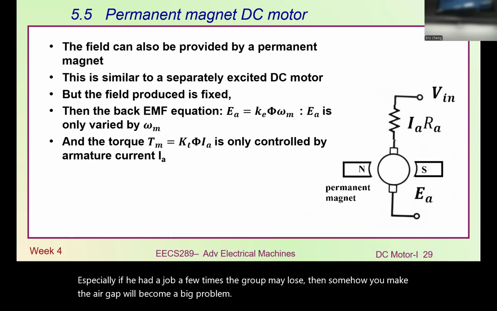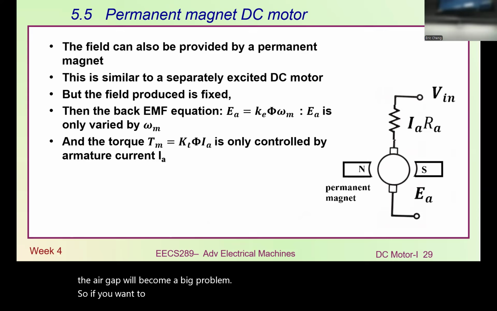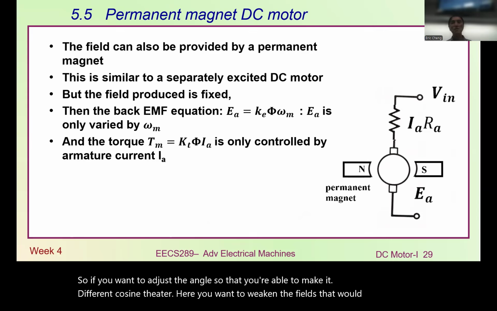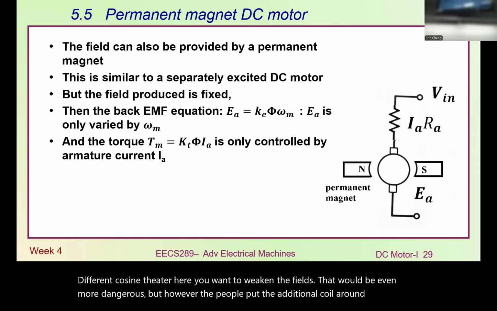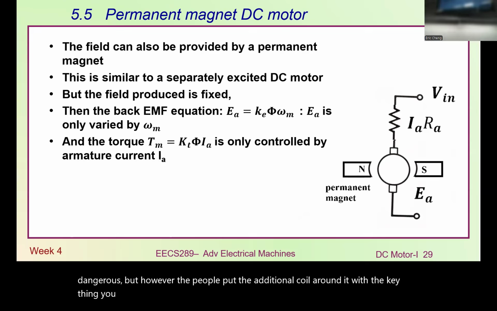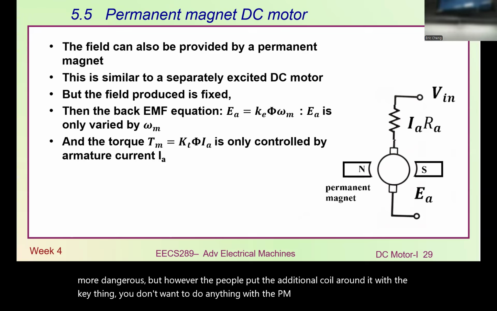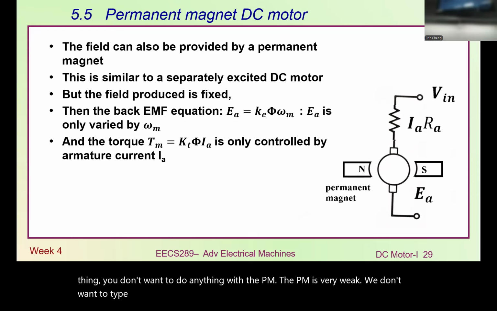So if you want to adjust the angle so that you make a different cosine theta here, to weaken the field, that would be even more dangerous. So people put the additional coil around it; the key thing is you don't want to do anything with the PM. The PM is really weak. You don't want to touch that. In a PM motor, after you use it for a few years, the glue will loosen a little bit. Sometimes the air gap will have some variation.